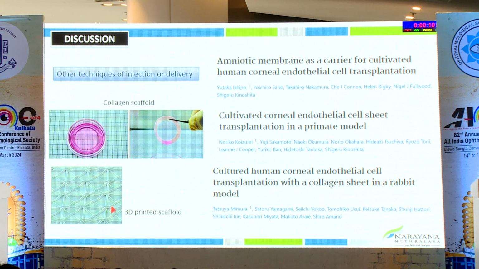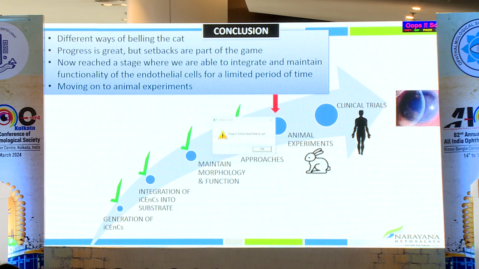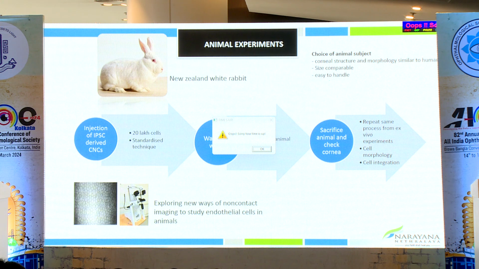So where we are moving forward now is looking at other ways of doing tissue injection or delivery. The various scaffolds which we can use is like trying to form a DMEK scroll, so using a DM itself, or using amniotic membrane. And this is where we are at. We are now moving to our animal experiments, which is going to be a New Zealand white rabbit. And the choice of that animal is because the corneal structure and morphology is very similar to human beings. So this is where we are at.